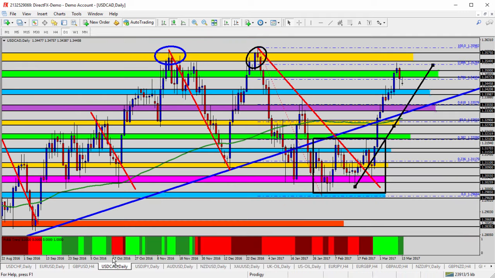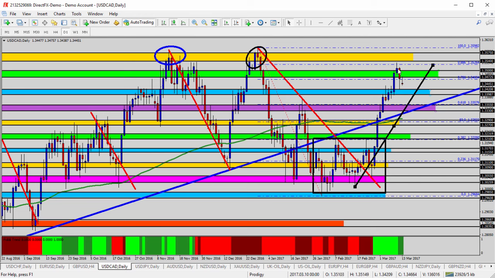Let's take a turn over to the USDCAD, the dollar Canadian. We look over here, and of course we made a new high, very close to the highest highs, not all the way up into the yellow zone, but very close to it, just like the black and the blue circles back here, very close to it last week. We've made a turn lower.